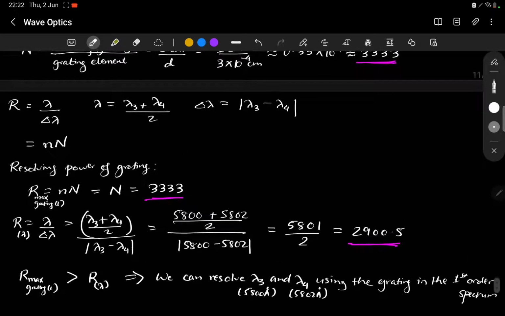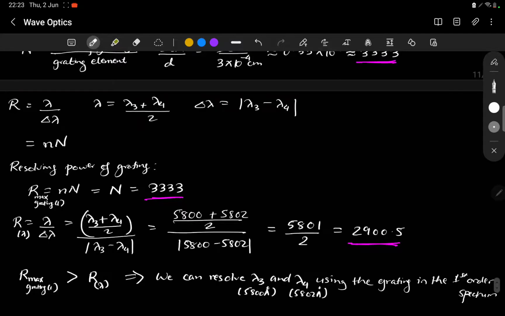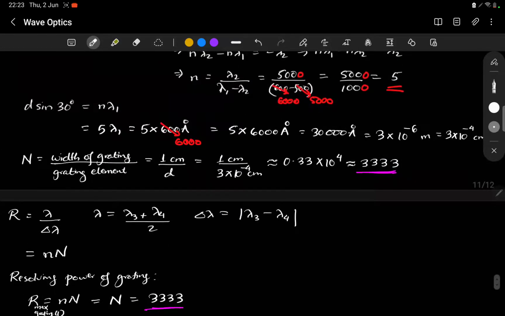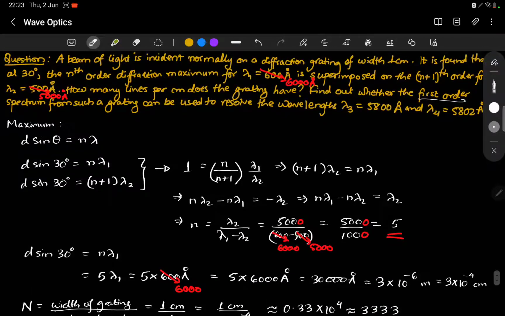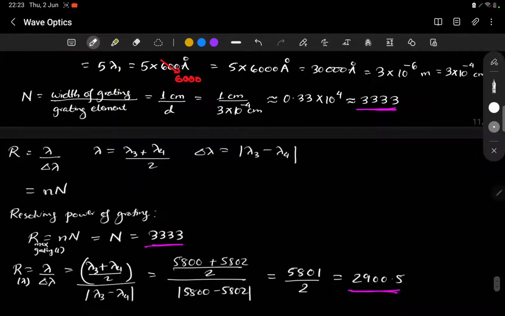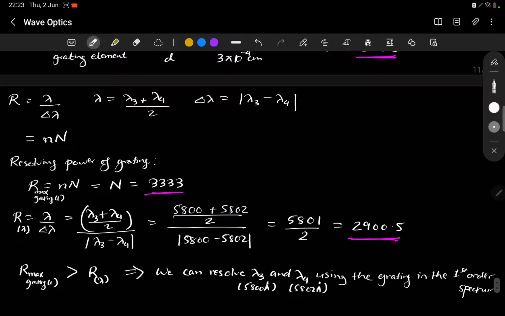So this solves the question on diffraction grating and resolving power. So the takeaway from this question was that we can find out the resolving power of the grating and the resolving power for the given set of wavelengths, and then we can see whether we can use a given grating to resolve the wavelengths that we have.